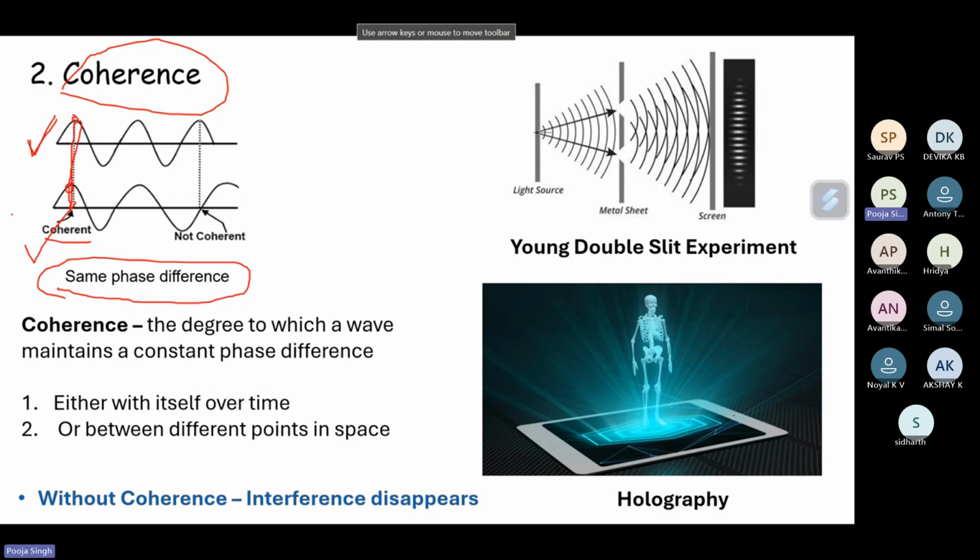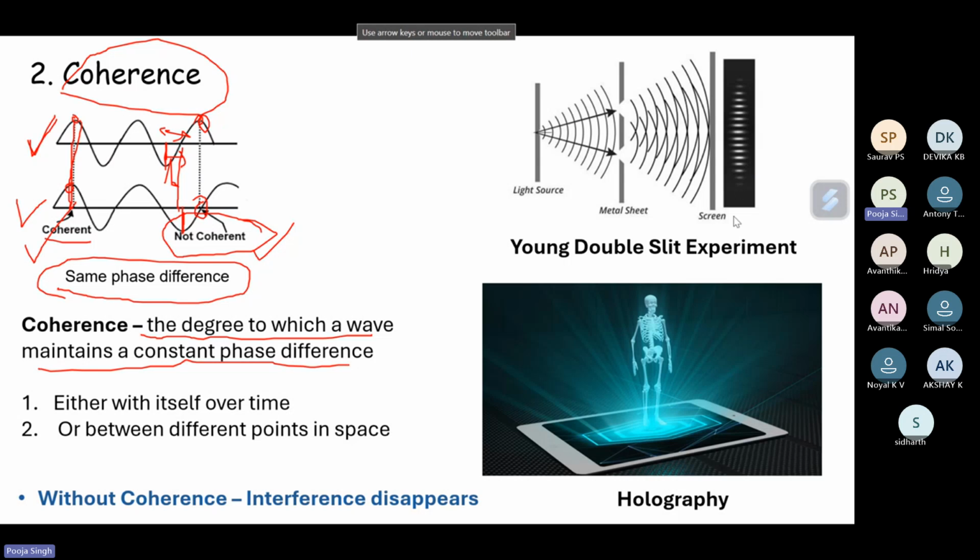So in the wave nature of light, if two waves are in the same phase, we call them coherent. Now if you see this position, you have positive amplitude, but here you have zero amplitude. That means the phase has shifted. That much shift has occurred, and this we call a change in the phase. So if the phase difference is changing, it is non-coherent. By definition, coherence is the degree to which a wave maintains a constant phase difference.